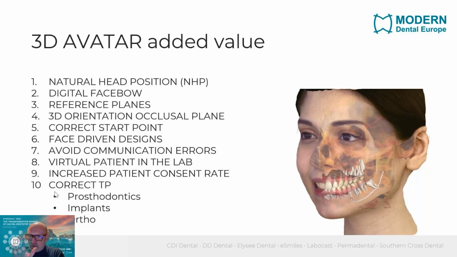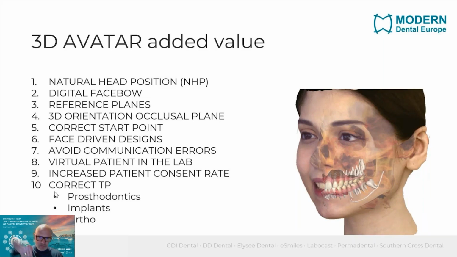we have the patient here in the natural head position. That's the first thing. We have the digital face bow, as I explained, so the correct 3D orientation of the occlusal plane in the face. And this is, of course, very, very important for different treatments, because then we have the correct start point for any prosthetic treatment, but also for orthodontics, for aligner treatments.